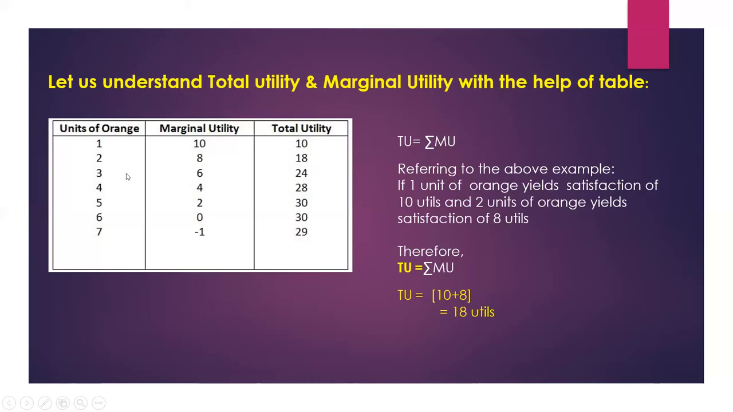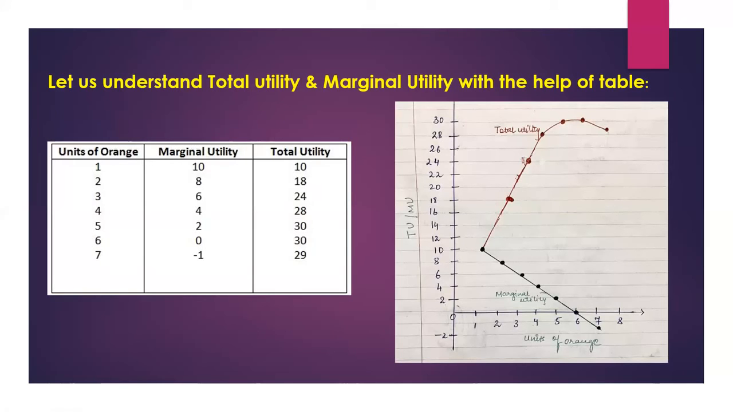Now, if we want to know the total utility of 7 units of orange, we will add up all the marginal utilities derived from consumption of each additional unit of oranges. That is how the total utility is derived. Moving towards this, as you can see, I have also posted a graph adjacent to the table. In the next video, I'm going to update you with the relationship between total utility and marginal utility, but still we can figure out what it tries to say.